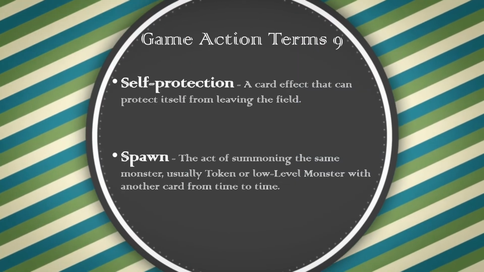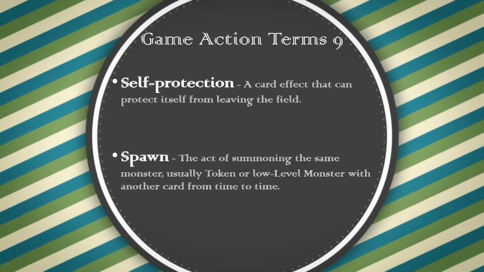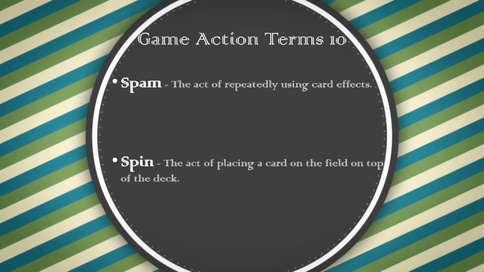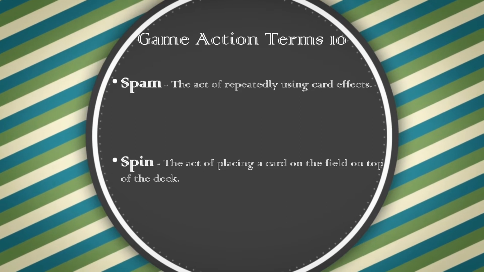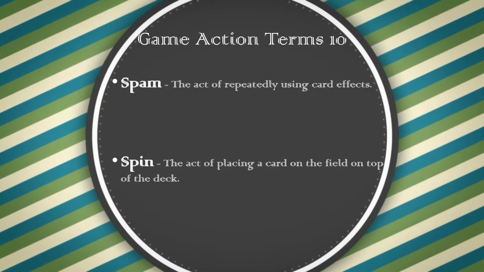Spawn. The act of summoning the same monster, usually a token or low-level monster, with another card from time to time. Spam. The act of repeatedly using card effects. Spin. The act of placing a card on the field on top of the deck.